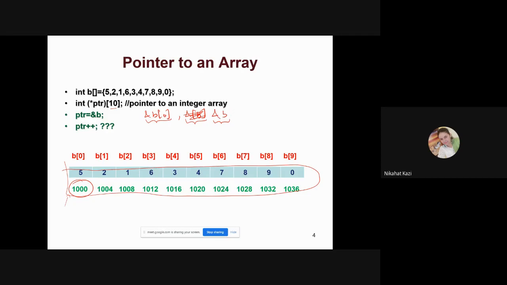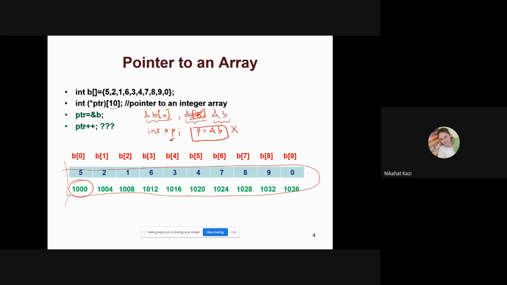So if it means the address of the entire array, which variable can hold it? Only a pointer to the entire array can hold it. That means I cannot have another pointer like int star p, and I cannot say p is equal to address of b. This expression is invalid. Why?